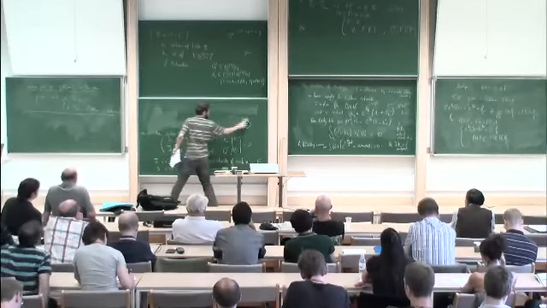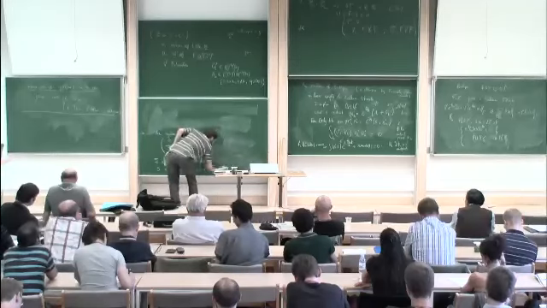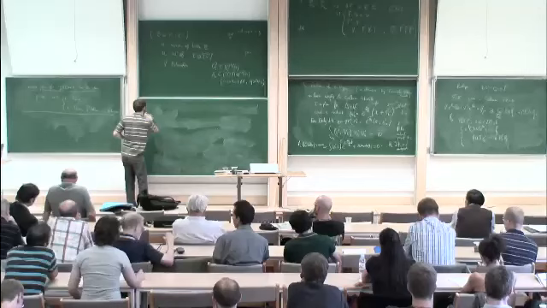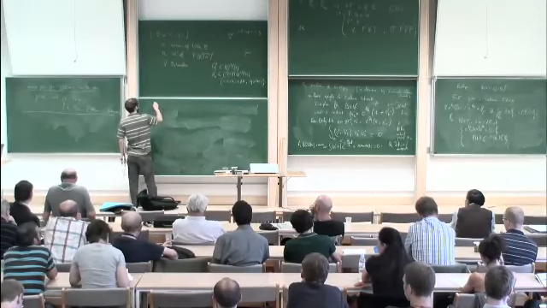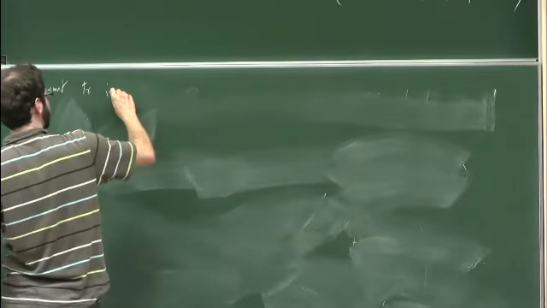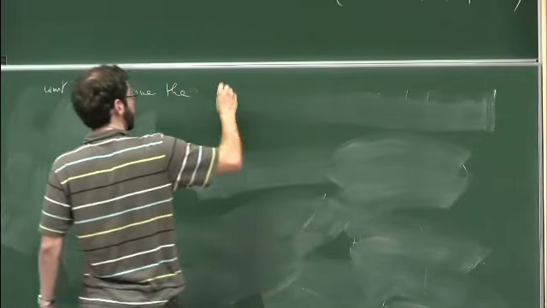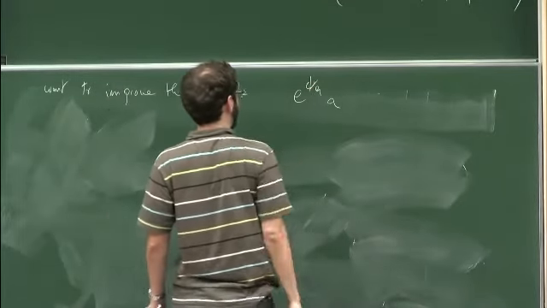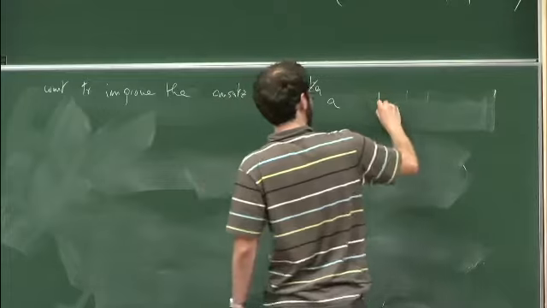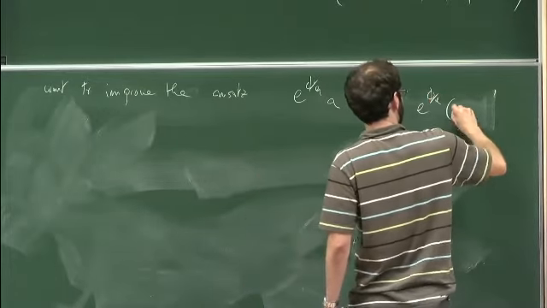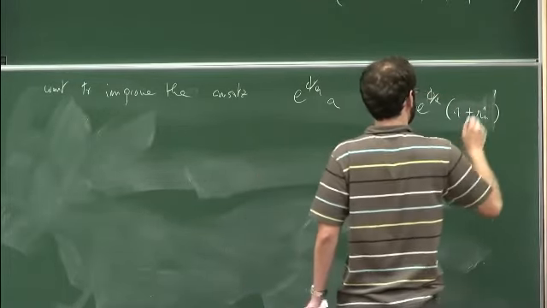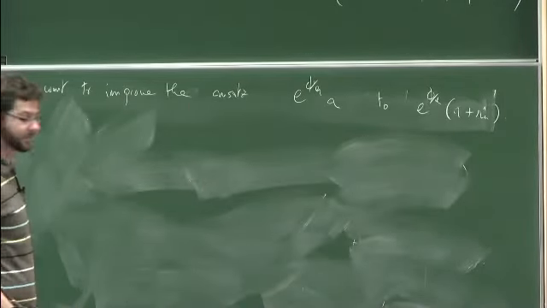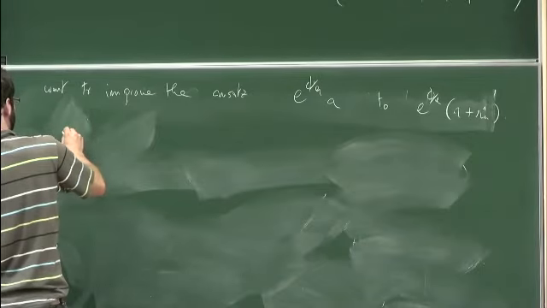And the idea is as follows. So, we want to improve the ansatz exponential phi over h times a by adding a term, a plus, let's say, R1, so that the error is smaller than, let's say, some power of h. So for this, you just look at the equation.